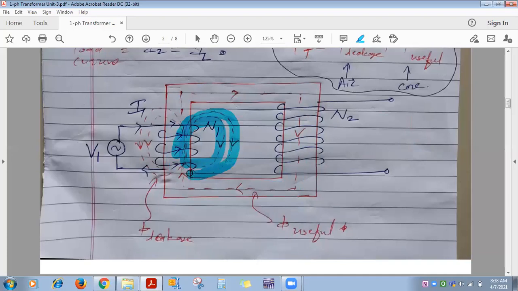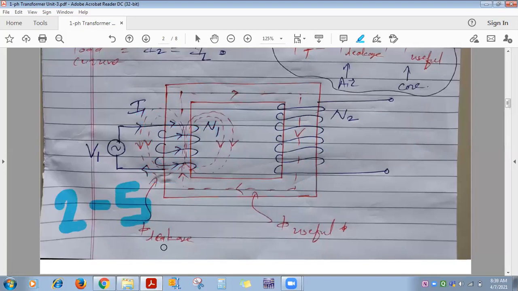These are the magnetic lines of force which complete their path through air. Whatever flux flows through air, completing its path through air and not through the core, does not help in producing the output. That's why it is called leakage flux.